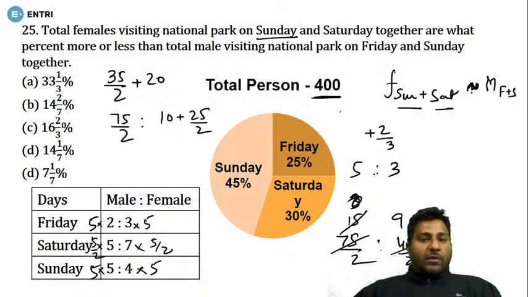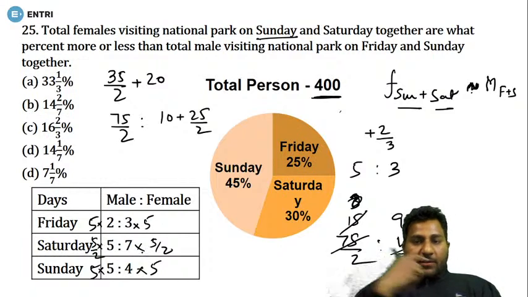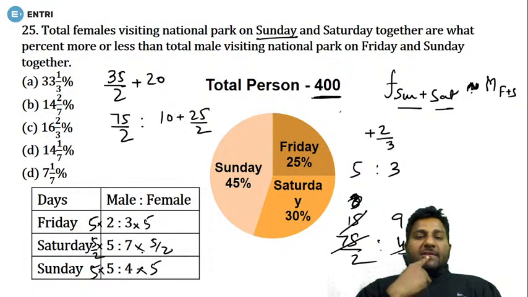No, 7 and 1 by 7. Let me check. I think I have made some error somewhere. Female Sunday and Saturday.